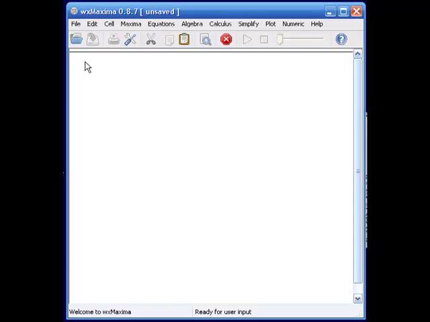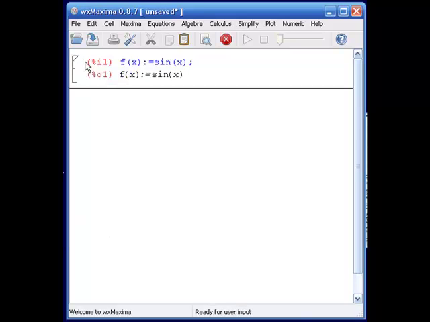So something like f of x colon equal. Let's go with a simple function, the sine of x. Okay, semicolon at the end. Let's go ahead and do a shift enter. Maxima responds by telling us that everything is understood.